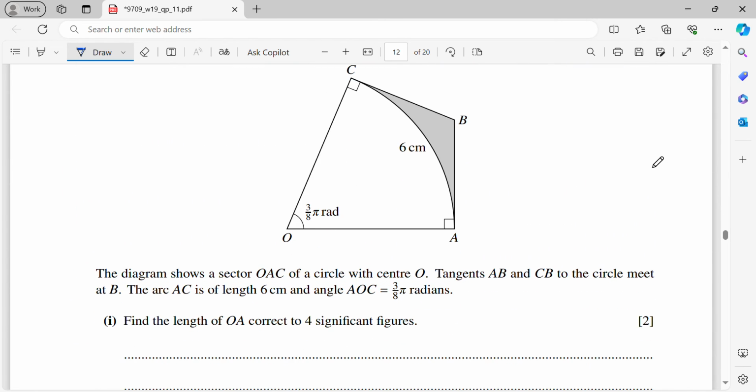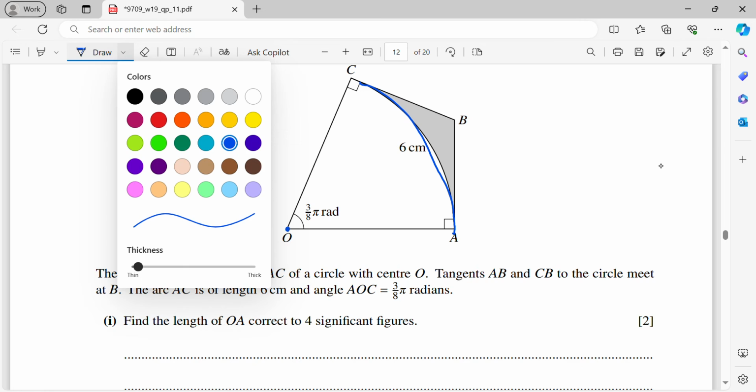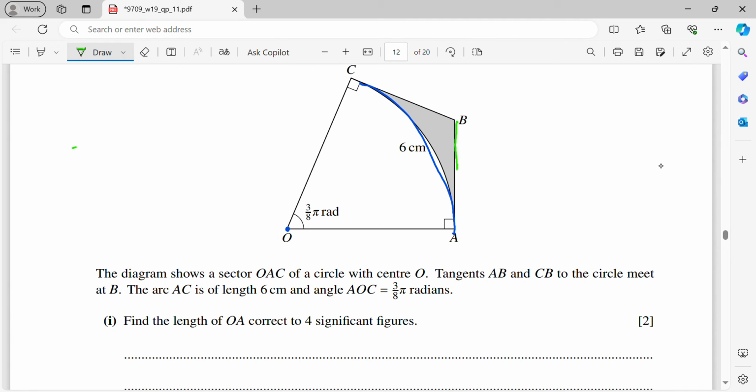Okay, now for question number 8. The diagram shows a sector OAC of a circle with center O. Okay, this is a sector. Now tangents AB and CB to the circle meet at B. Whenever you see tangents, it means that it will be 90 degrees. That's why here is a right angle, and here also a right angle. Now the arc AC has length 6 and the angle AOC is 3 over 8 pi radians. First part, find the length of OA, correct to 4 significant figures.